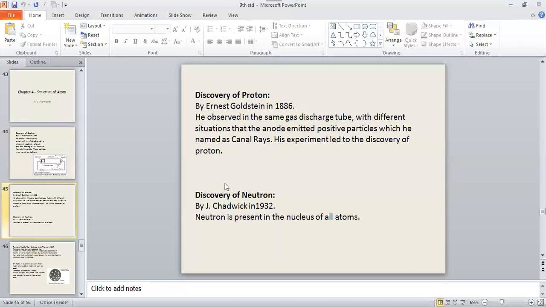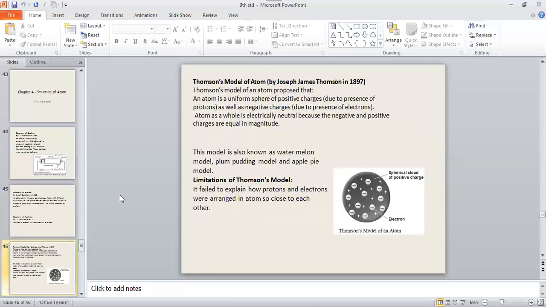Now the discovery of the neutron. Chadwick discovered the neutron. Neutrons are present in the nucleus of all atoms. So we will revise this: discovery of the electron by J.J. Thomson, discovery of the proton by Goldstein, and discovery of the neutron by Chadwick.